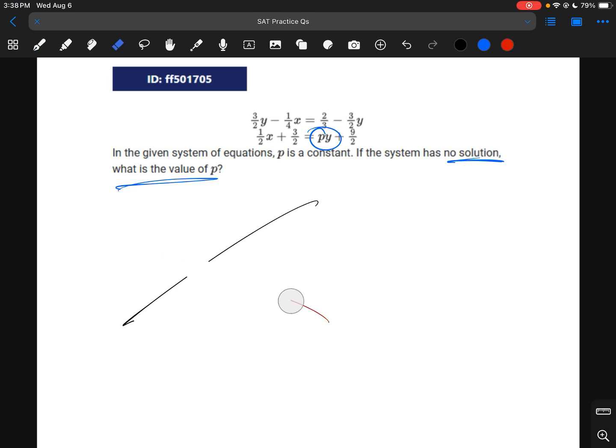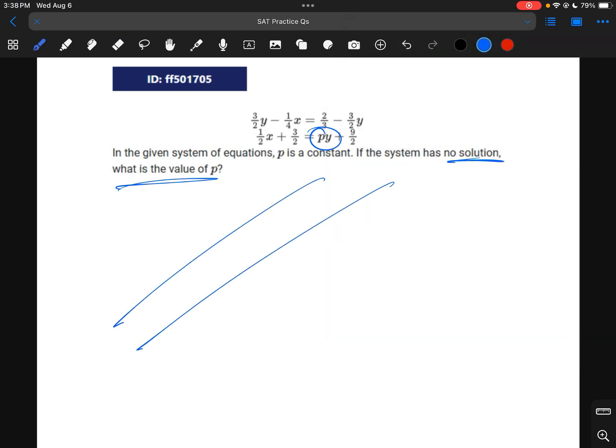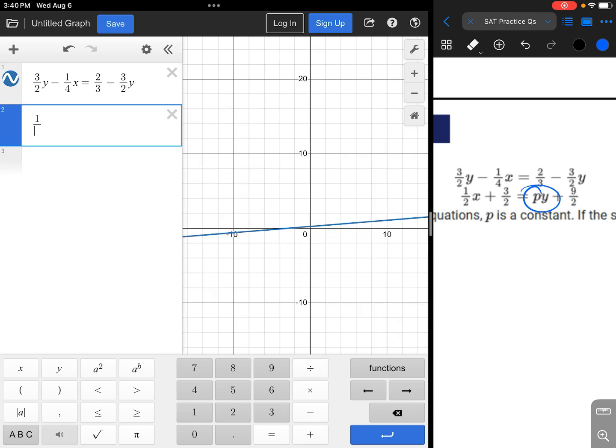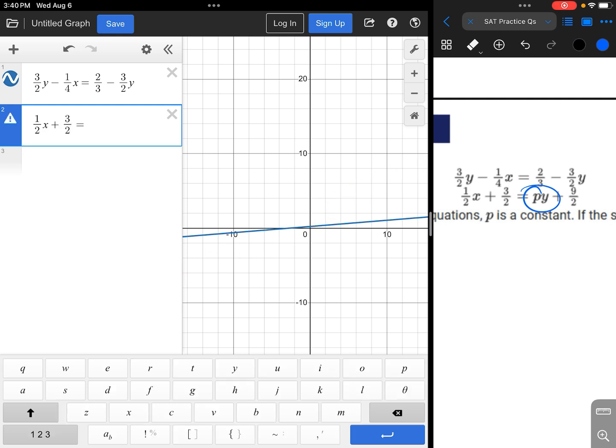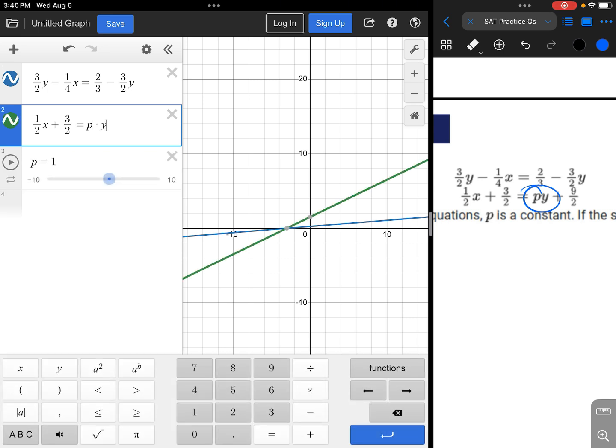So that means that we need to find p in such a way so that the point of intersection never happens. And the fastest way to do this is to go into decimals. So to solve this in decimals, all you need to do is just write the equation that we're given. 3 over 2y minus 1 over 4x is equal to 2 over 3 minus 3 over 2y. And type in the next equation. 1 over 2x plus 3 over 2 is equal to some constant p times y, and let's make a slider for p, because that's what we're looking for, plus 9 over 2.